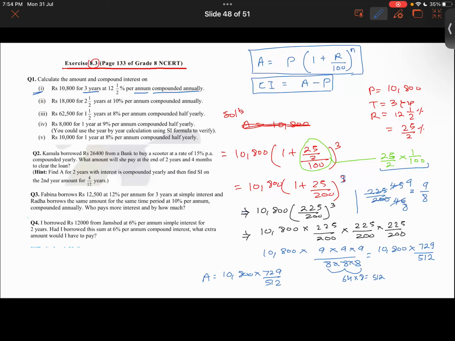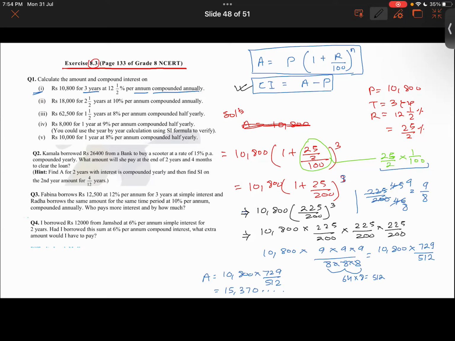It will be somewhere around 15,370. Somewhere around you will be getting 15,370 or more than 70. That you can check. All right. So now what needs to be done? Simply using this second formula, we can find the compound interest, right?